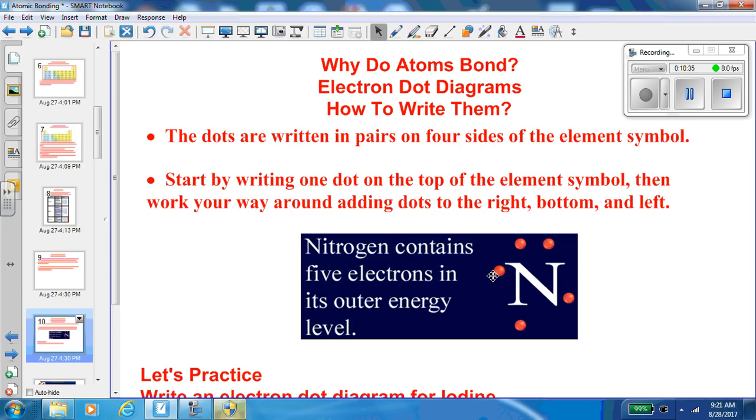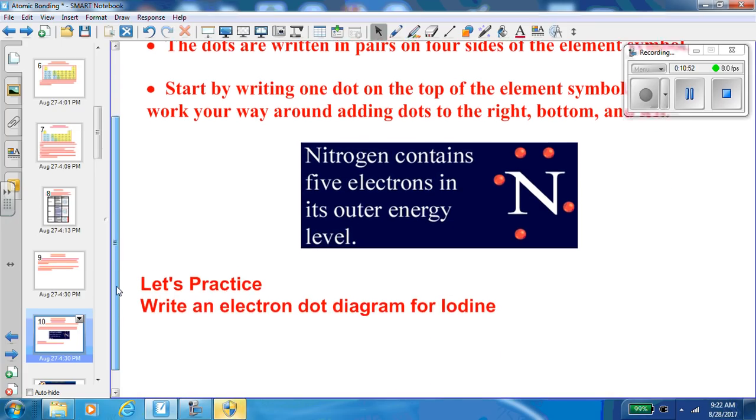So let's look at nitrogen. Nitrogen has 5 valence electrons. Remember, that's the electrons in its outermost energy level. So we would start by putting a dot here, here, here, and here. That gives us 4 dots. And then we would put another one right here to pair that one up. So that gives us a total of 5. Let's practice with an element.